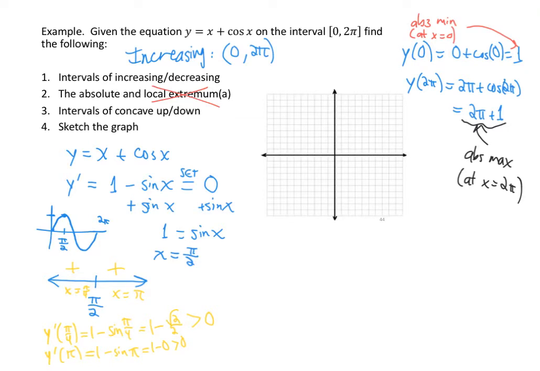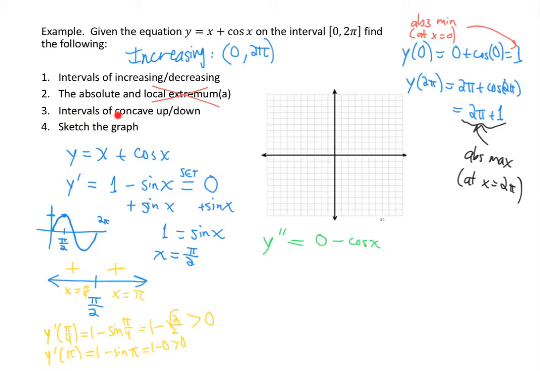All right, what about intervals of concave up, concave down? For that, we need to take the second derivative. So y double prime, again looking at my first derivative, here's my first derivative, 1 minus sine x. When I take the derivative of that, that will give me the second derivative. So the derivative of 1 minus sine x is 0 minus cosine x.